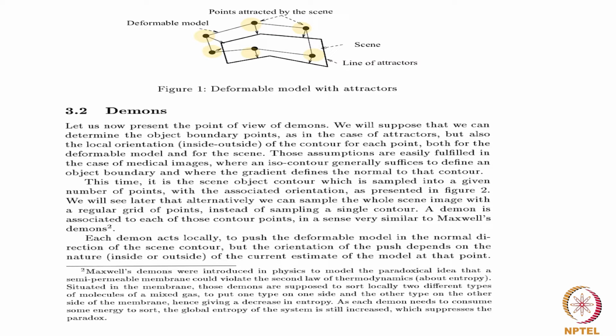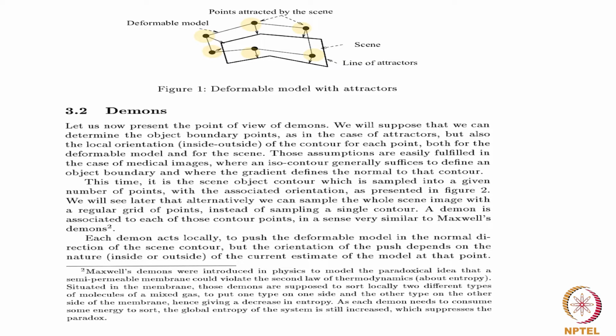So in this case, there are two contours. One is, as the author calls it, the scene, and the other is the deformable model. The scene is basically the fixed image, and the deformable model is the moving image. So we need to denote them by F and G respectively, right?